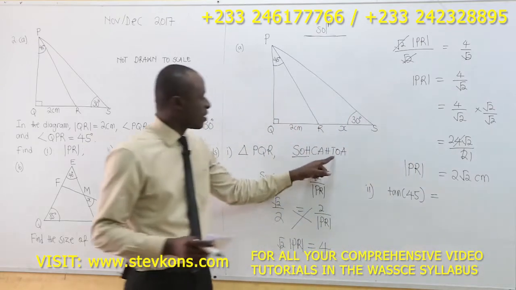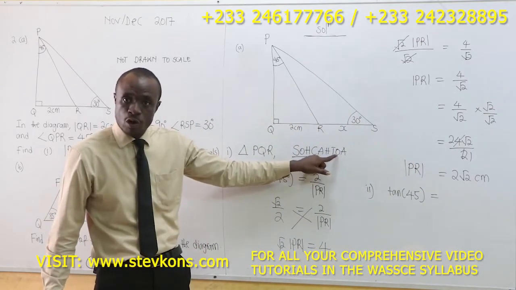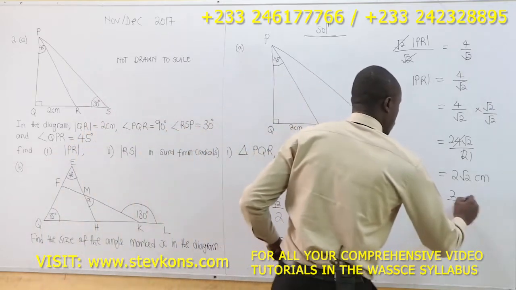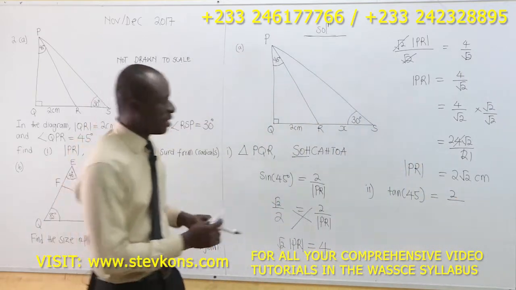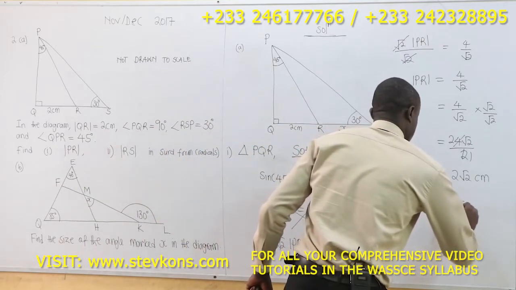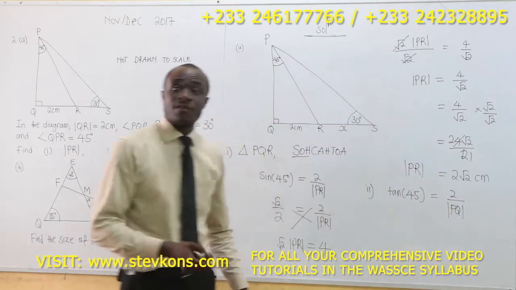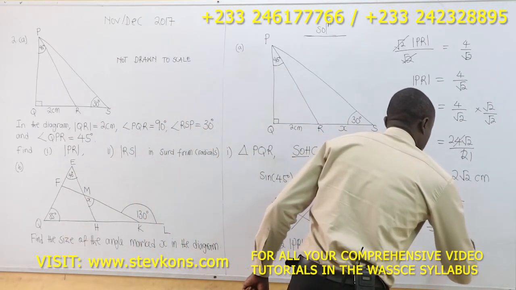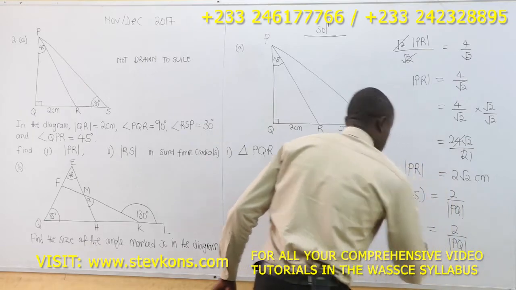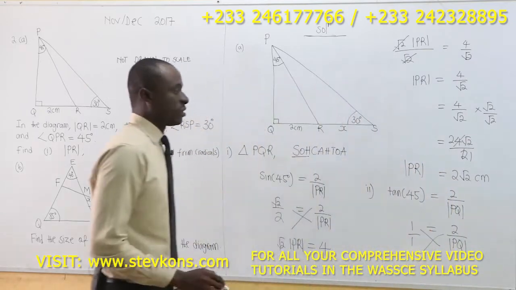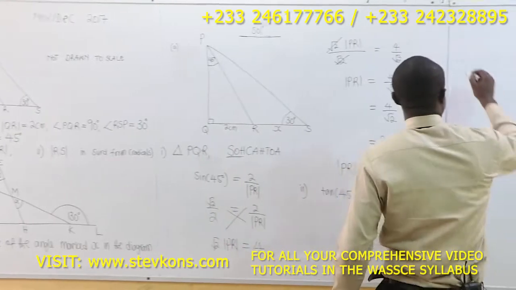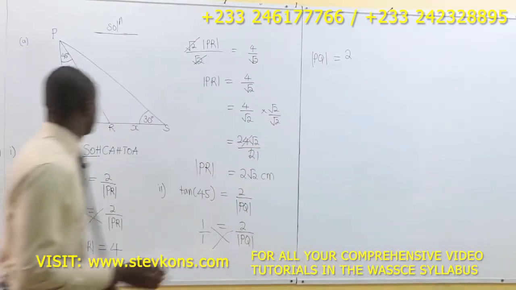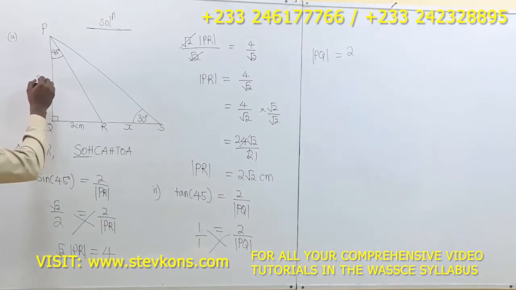Tan 45 is opposite over adjacent. So what is the opposite? The opposite is 2. What is the adjacent? The adjacent is PQ. Now what is tan 45? Tan 45 is 1, you can check on your calculator. So 1 equal to 2 out of PQ. This is over 1, so we can cross multiply. So PQ times 1 is giving us PQ. This is just equal to 2. So our PQ is 2 centimeters.